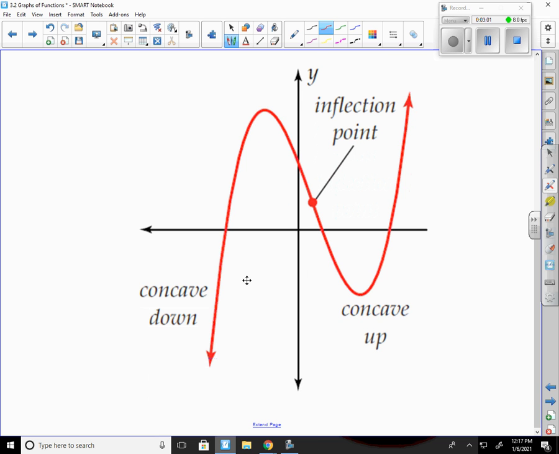Here we have a graph that is concave down for half of it, and then it's concave up over here. See, it's like the cup is upside down, and over here it's like a cup is right side up. So the point in the middle where it switches from concave down to concave up is our inflection point.